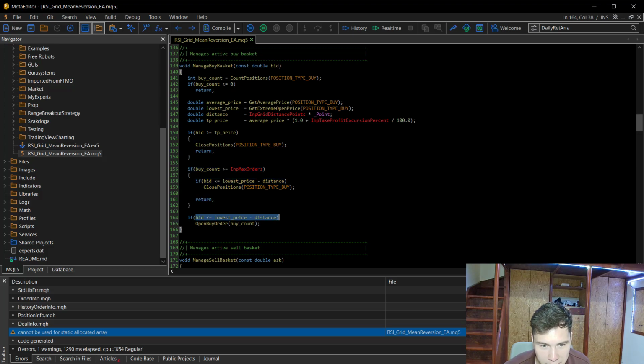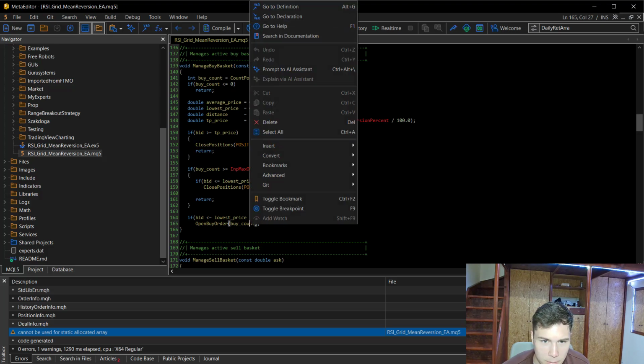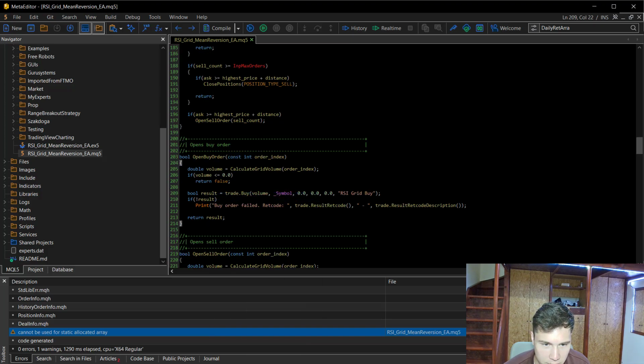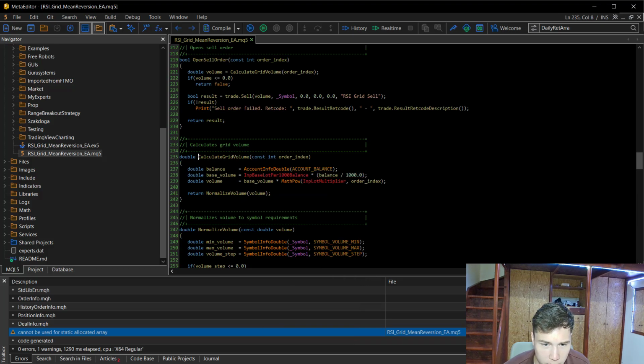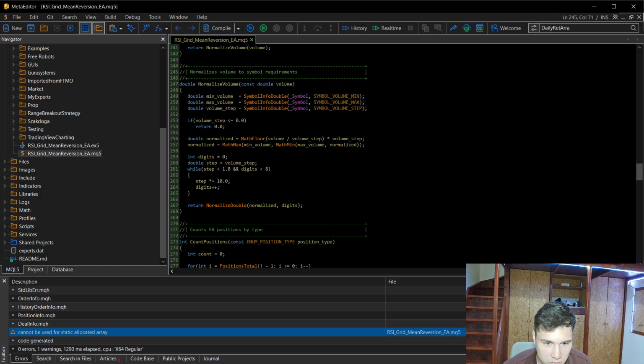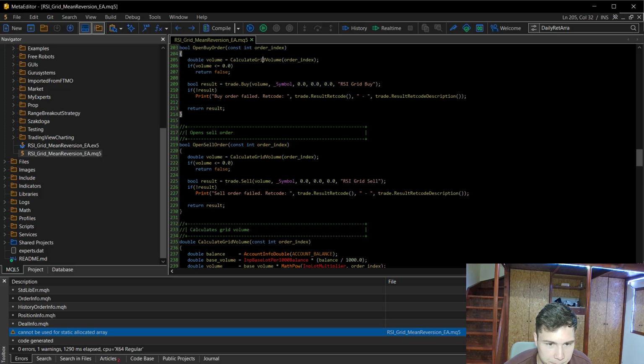Then if the bid is smaller than or equal to the lowest price minus the distance, we are going to open another buy order with the buy count. I think we have to pass this buy count parameter because it calculates the lot size based on it. It has a calculate grid volume function as well, helper function. We check the account balance, raise the input lot multiplier to the power of the lot order index, then we normalize the volume. We even have this helper function which normalizes volume, which is very useful because sometimes you would get errors whenever you wanted to open trades without valid volumes. So it's doing a pretty good job so far.